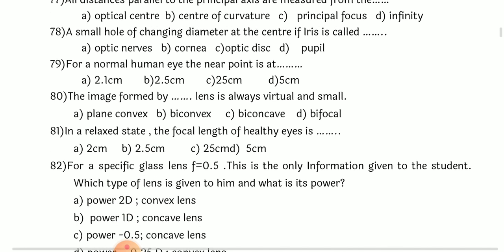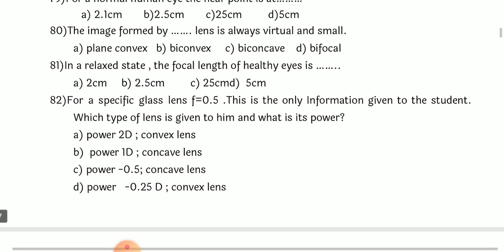The image formed by dash lens is always virtual and small. The image formed by biconvex lens. So option is B. In a relaxed state, the focal length of a healthy eye is, that is option A, 2 centimeter.